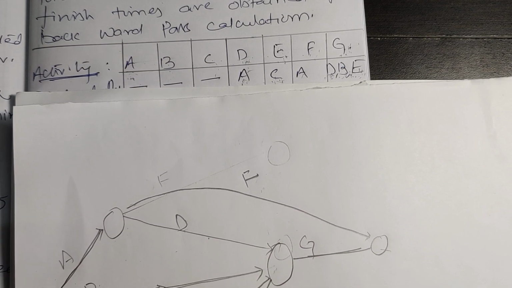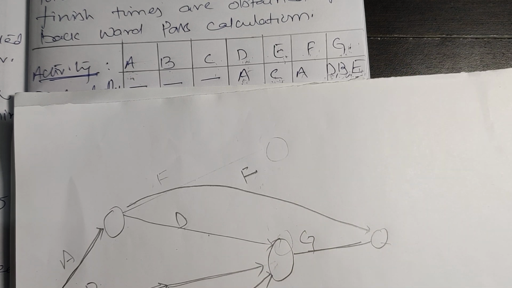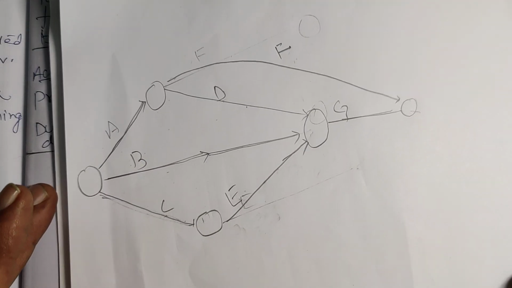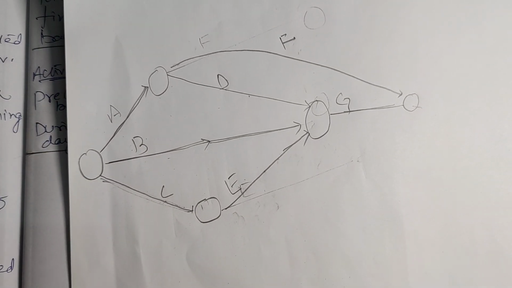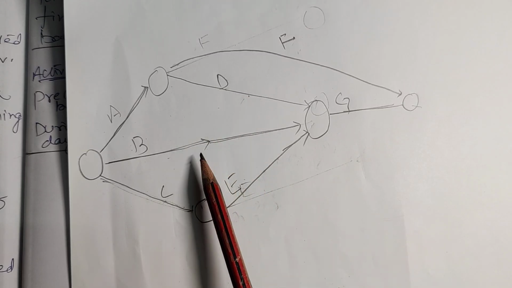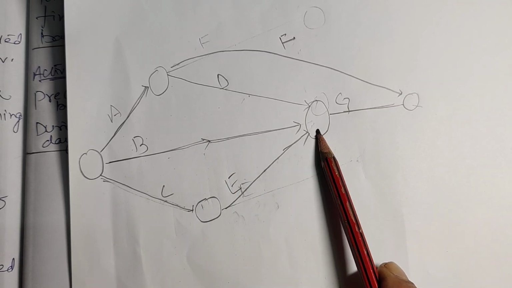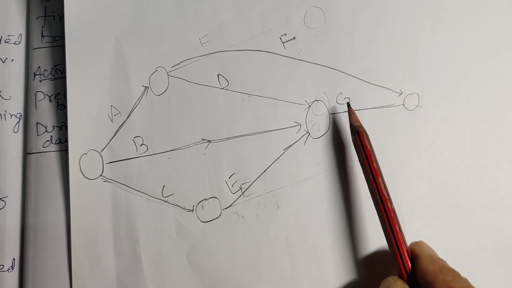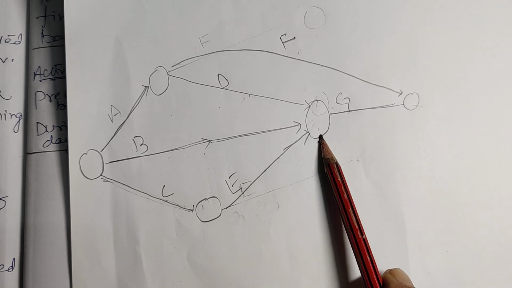Next, look at the activity G. Activity G can be started only when activity D, activity B and activity E are completed. So, for activity G, there are three predecessors D, B, E. These three predecessors, first we have to join at one node. Look at this, activity D, activity B and activity E are joined at this node. Then activity G started. This is merging node.